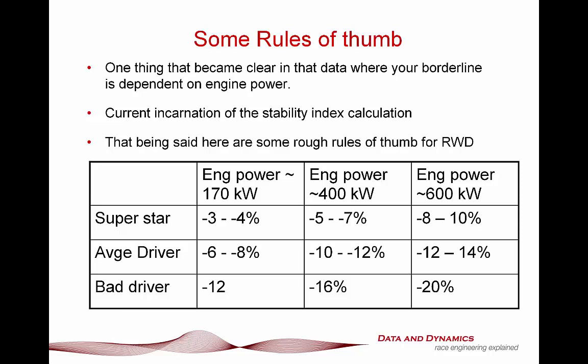If you're dealing with a full-on fire-breathing monster, once you're starting to talk 600 kilowatts or so at the wheels, you're talking -8, -10%. So that's some rough rule of thumb for superstar territory.